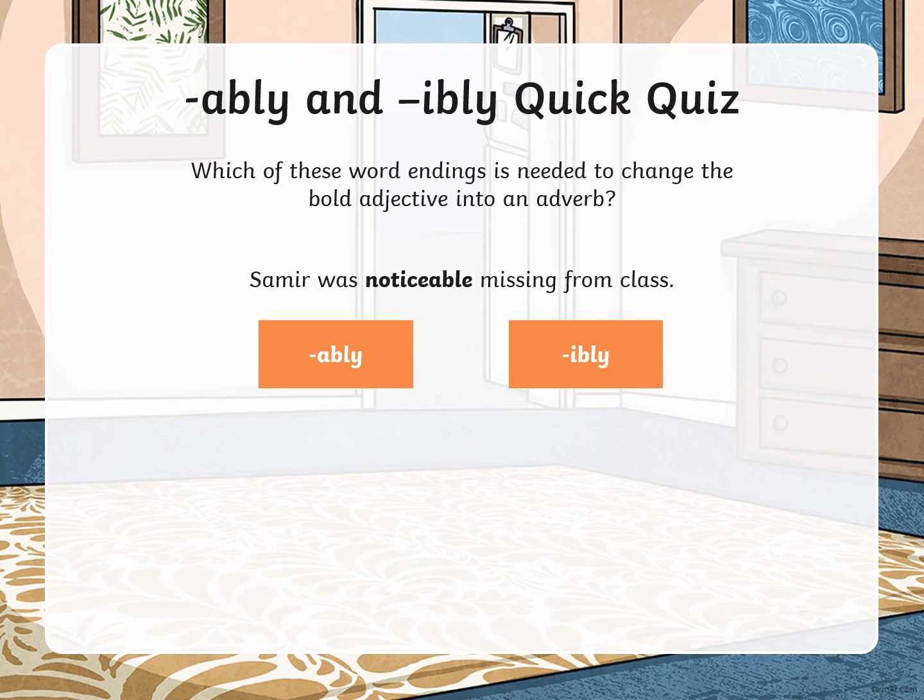So looking at this one then, ably and ibly, quick quiz we're going to do now. Which of these word endings is needed to change the bold adjective into an adverb? So Samia was noticeable missing from class. That doesn't make sense. So we need to make it into an adverb. So which one do you think we'd use?